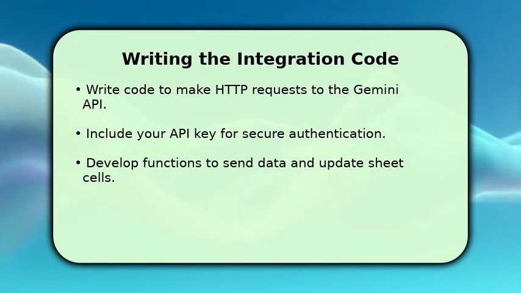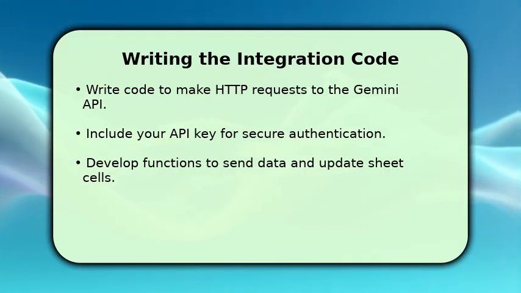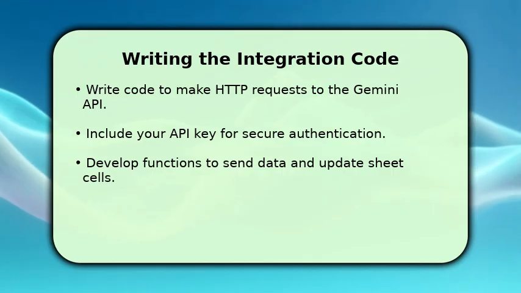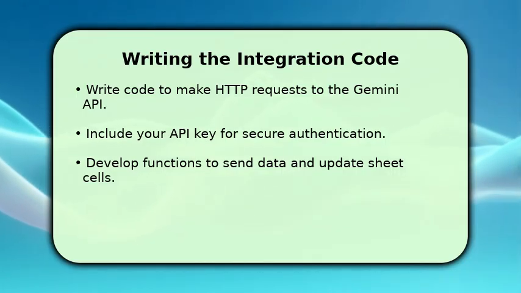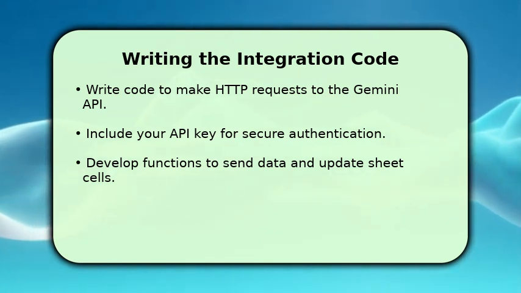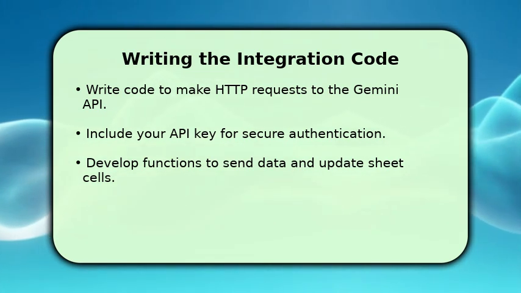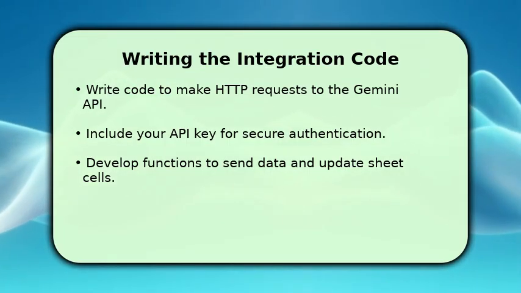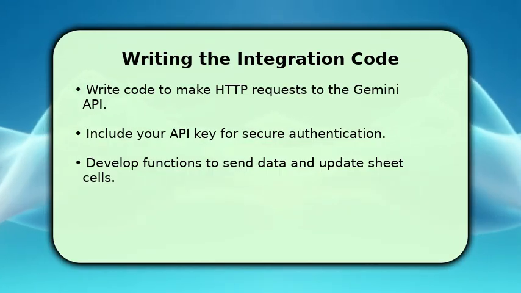Now, within the Apps Script editor, you'll write the code. This involves using the URL fetch app service to send HTTP requests to the Gemini API endpoint. Remember to securely include your API key in the request headers or body for authentication. You'll also create functions to read data from your sheet, send it to Gemini, and then parse the AI's response to update specific cells in your Google Sheet.